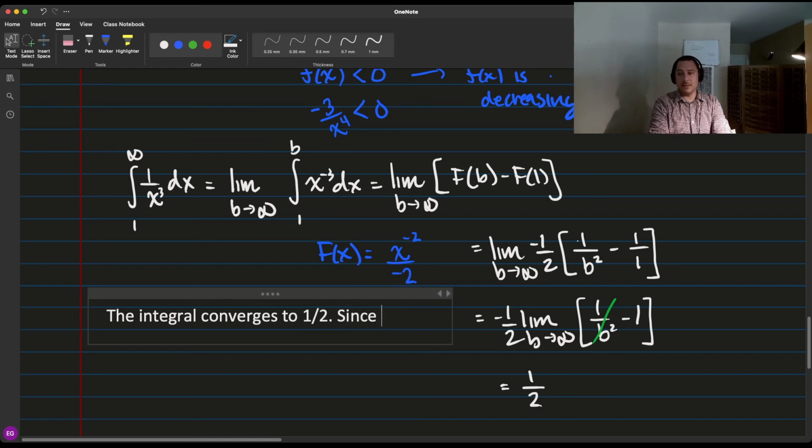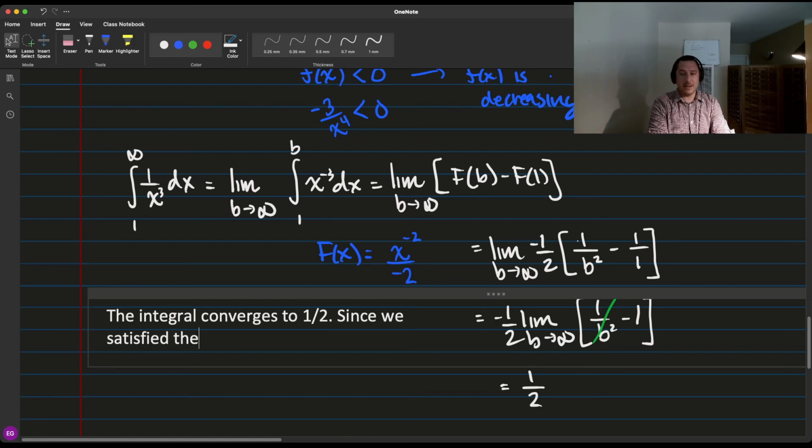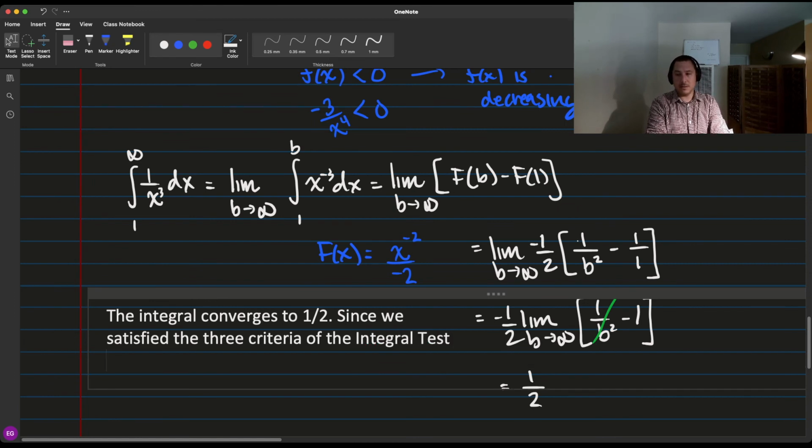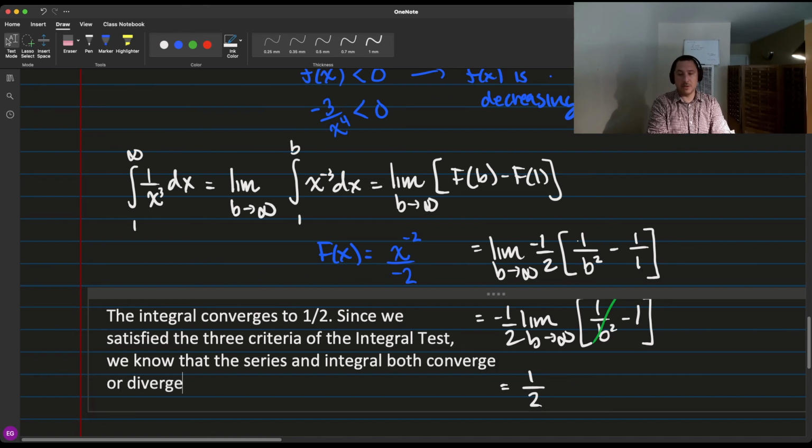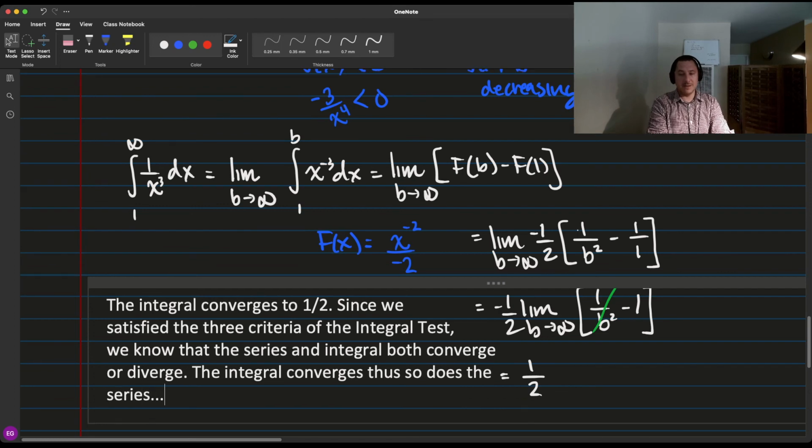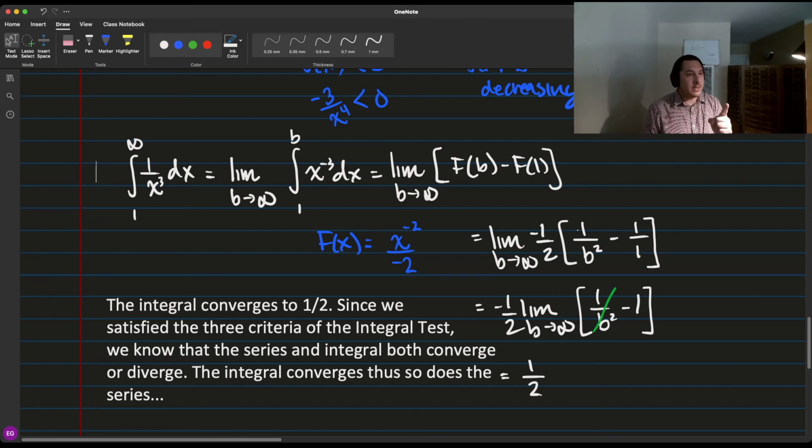Now, since we satisfied the 3 criteria of the integral test, we know that the series and integral both converge or diverge. The integral converges, thus, so does the series. Yay! That series converges to something. Very important: you don't know what it converges to. It does not necessarily converge to 1/2.